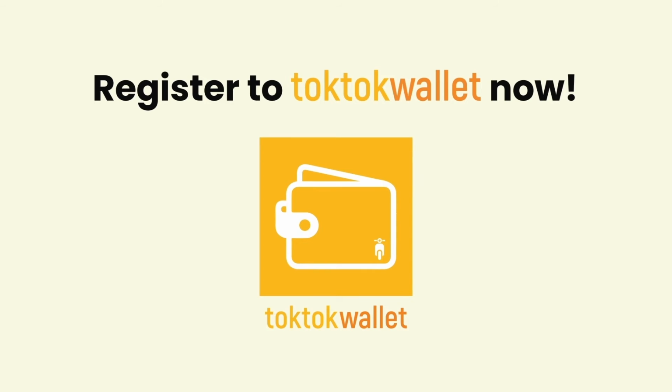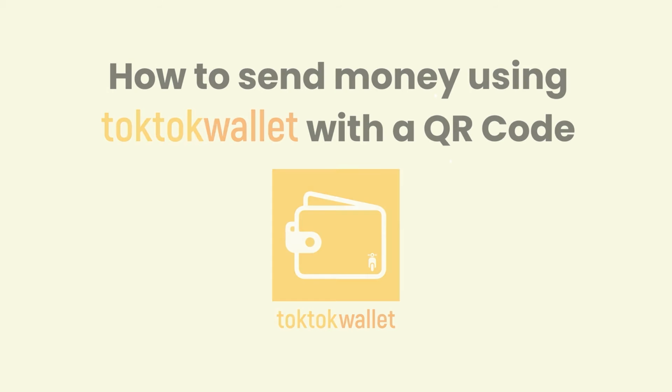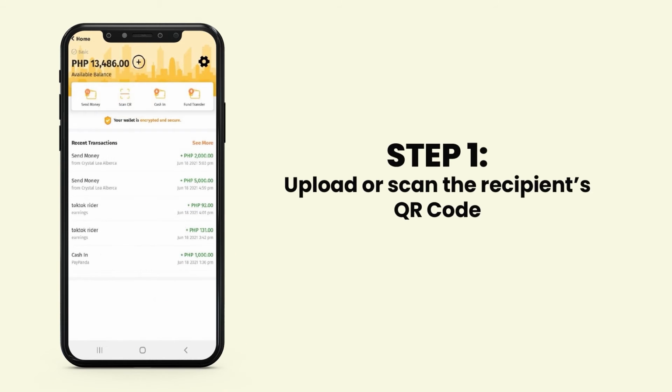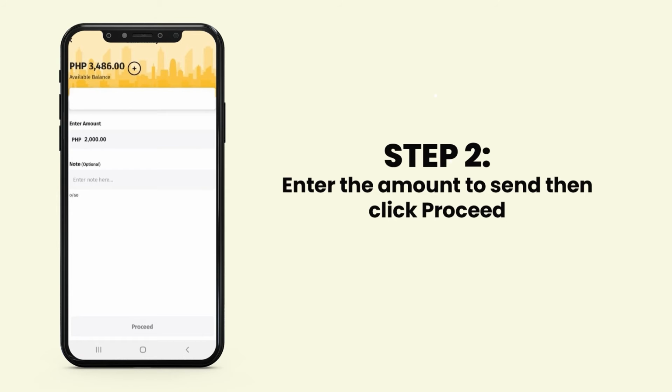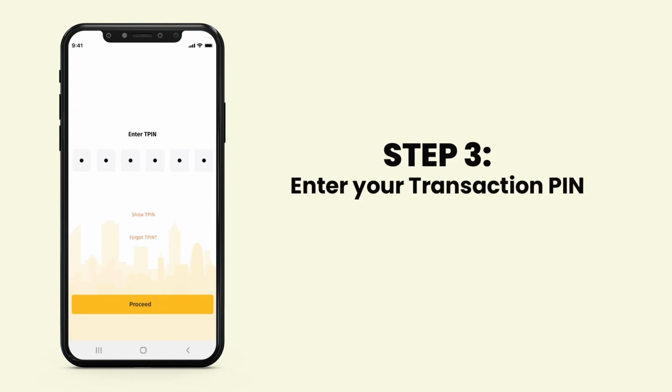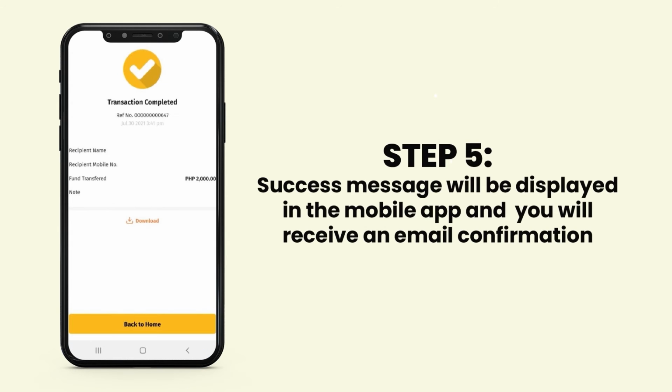How to send money using Toktokwallet with the QR code. Upload or scan the recipient's QR code. Enter the amount to send, then click the Proceed button. Enter your transaction PIN. Review and confirm the details. Success message will be displayed in the mobile app and you will receive an email confirmation.